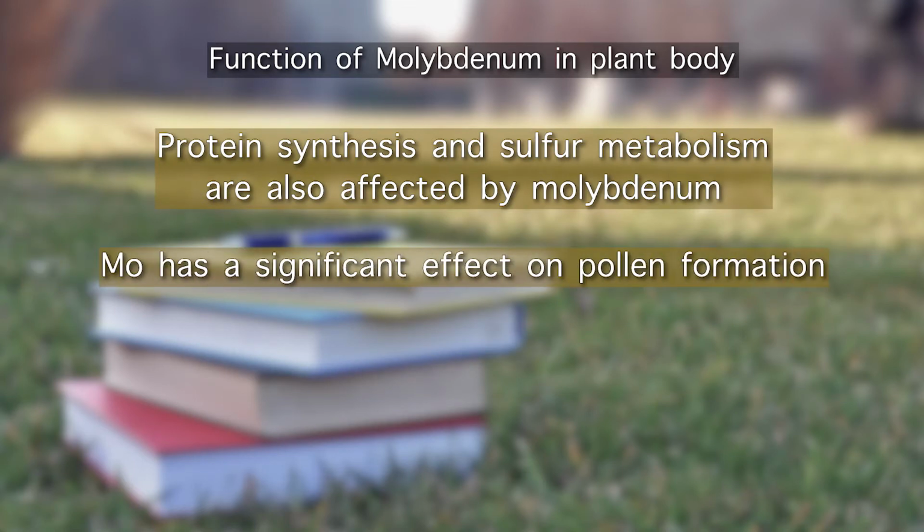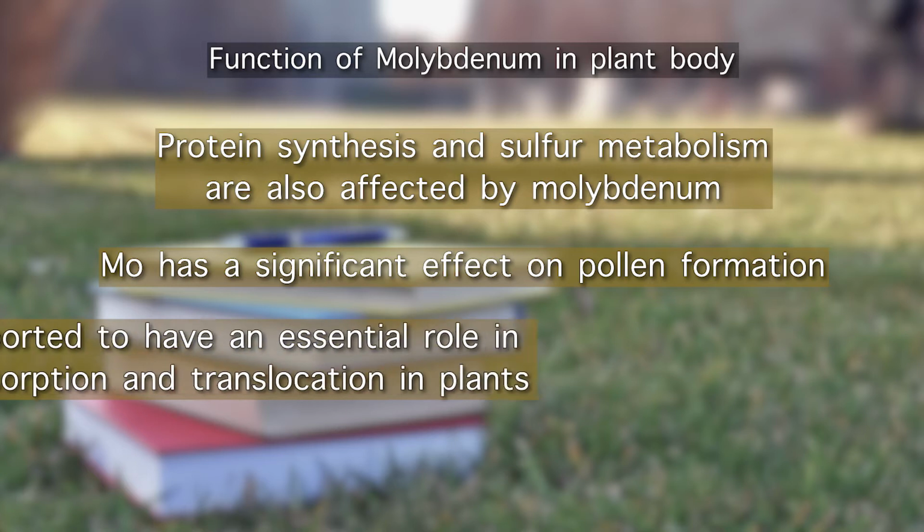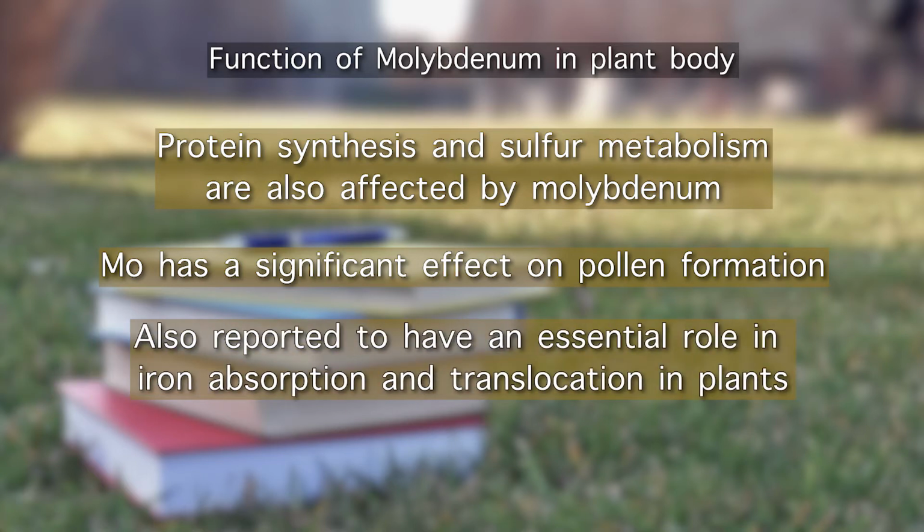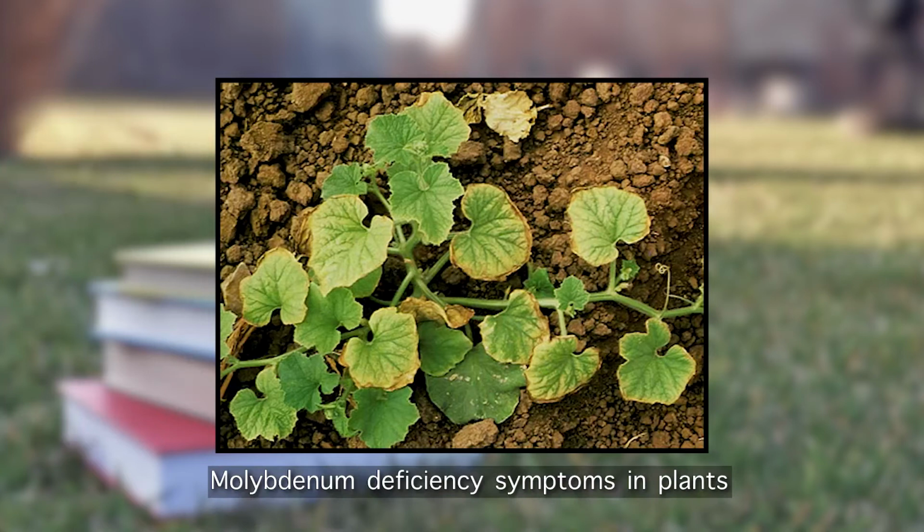It is also important for pollen formation, or the formation of sporopollenin, the pollen wall. Similarly, it is useful for iron absorption and translocation in the plant body. Molybdenum deficiency also shows browning of the leaf and chlorosis, but it starts from the margin of the lamina and gradually moves inwards.